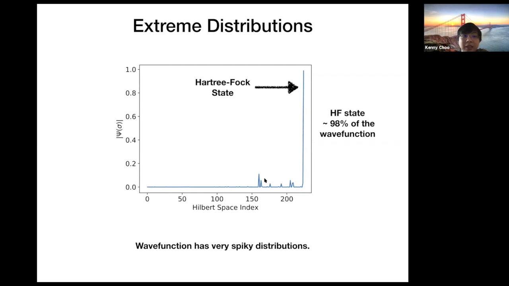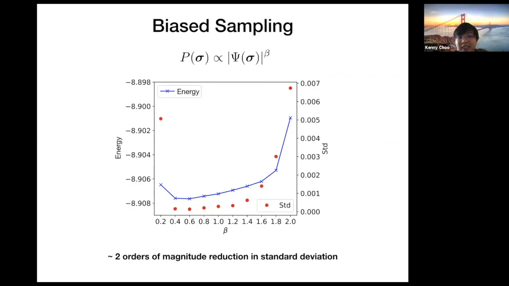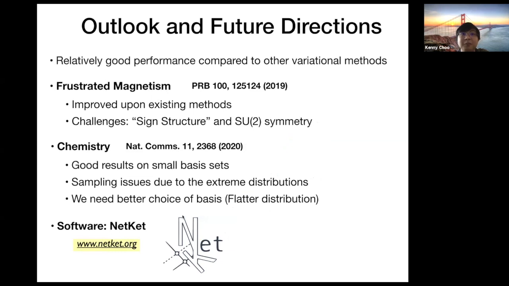We are recently exploring some ways to overcome this sampling problem. What we tried to do was, instead of sampling from psi squared as normal, we sampled from psi to the beta. And here we see that by sampling from this biased distribution, we do see some interesting improvements. There's a sort of minimum, an optimal point, where sampling from psi to the 0.5 seems to give better results. But this is just on a very small system, and it's still something we are working on. Okay, so that's the end.